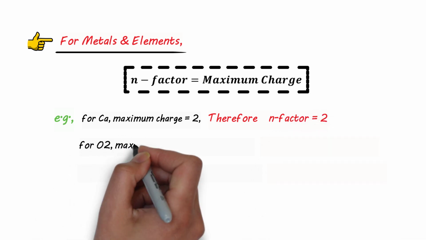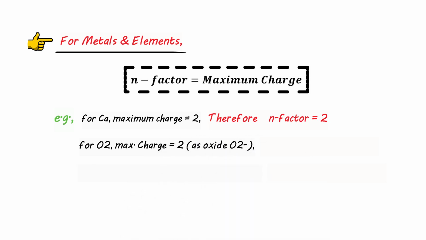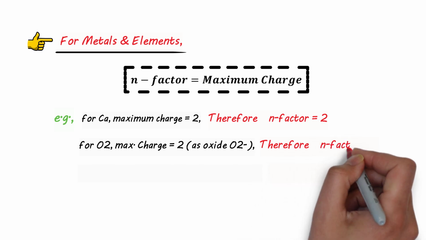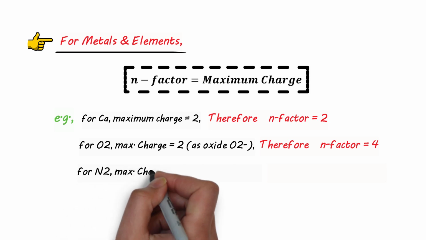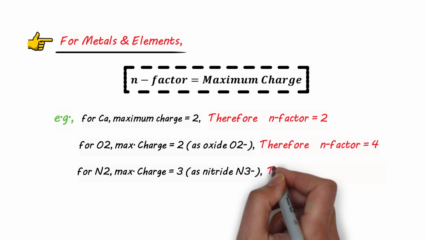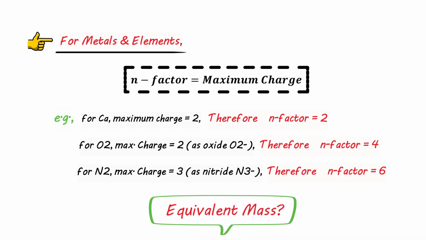Similarly, for oxygen, the maximum charge is equal to 2 as oxide. Therefore N factor is equal to 4. In the same way, for nitrogen gas, maximum charge is equal to 3 as in nitride. Therefore N factor is equal to 6. In each of these examples, you are asked to find the equivalent masses.